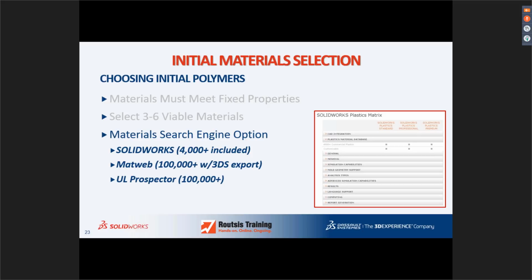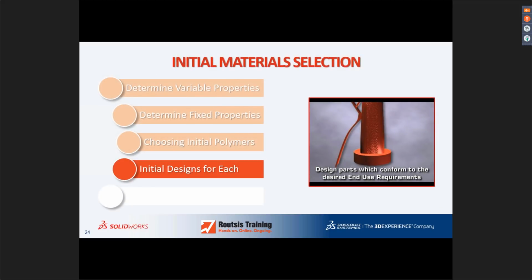You'll also see when you look online at MatWeb or UL Prospector, you'll see well over 100,000 materials. I think the number is now close to 250,000. It's gone up quite a bit. But if you look at this example I'm showing right here, here's a part. It's the bottom of a hose nozzle for a garden nozzle.